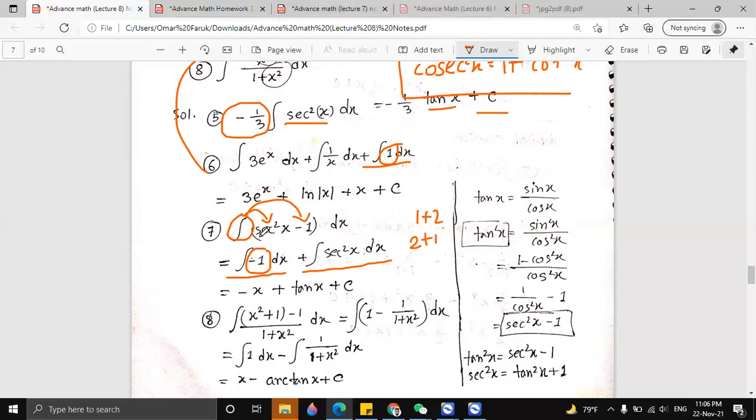Okay. And then integration of sec square x dx. We know from the formula it is tan x. So the final result is minus x plus tan x plus c. And so, minus 1 dx, it is minus x. Okay, I got it. Yeah. So guys, do you understand now? Yeah, got it. Yes.